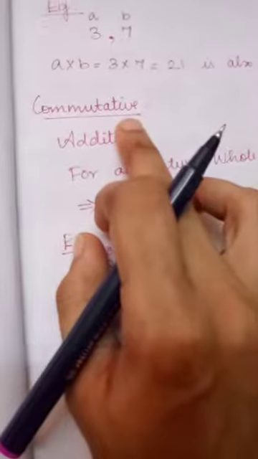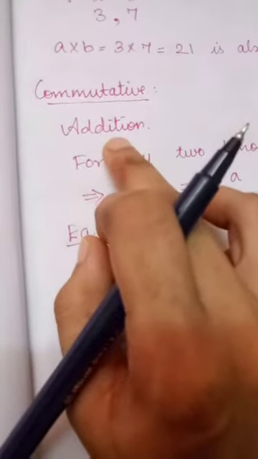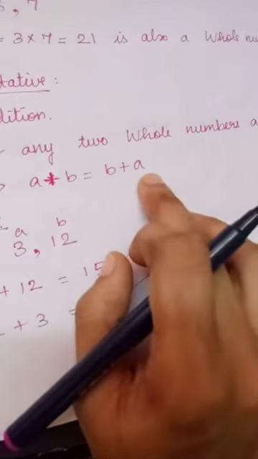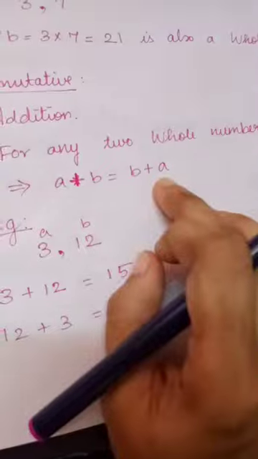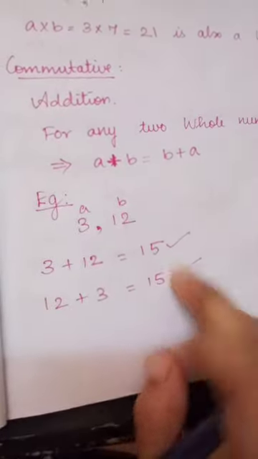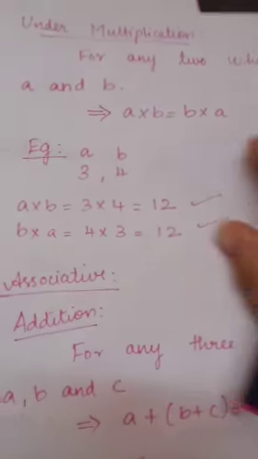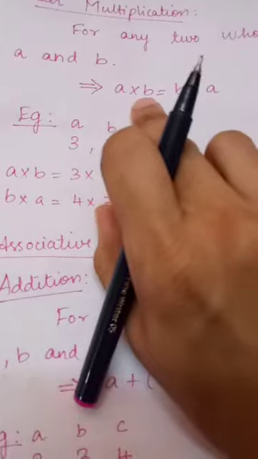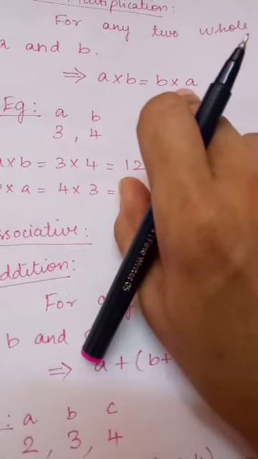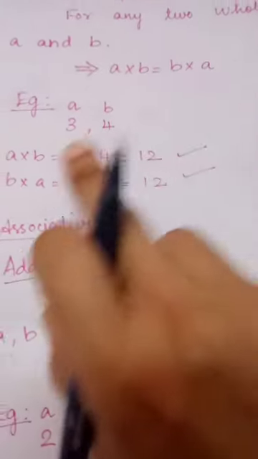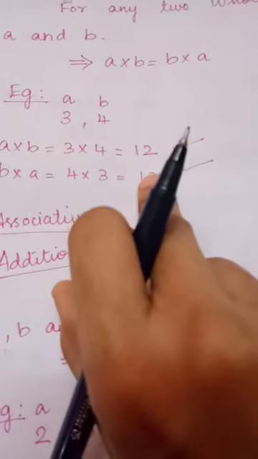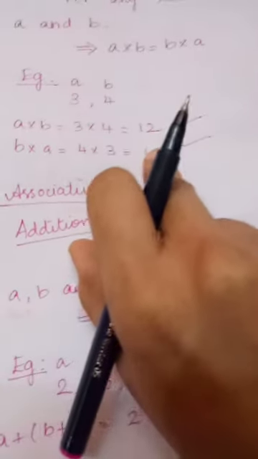Commutative property is also satisfied only under addition and multiplication. I am taking two whole numbers a and b. a plus b equals b plus a. This is the condition for commutative property. Both the answers came the same, so it is commutative. Next is multiplication. a into b equals b into a. This is the commutative property under multiplication. Both the answers are the same, so it is commutative.